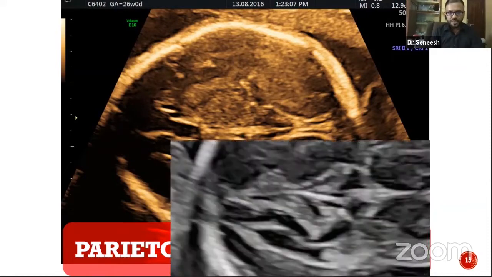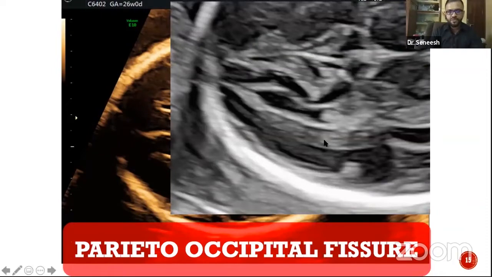So take the transventricular plane, zoom it, go to the anterior aspect, and you see a V, or a narrow V, or a broad V, or sometimes a small indentation. If you are around 19 to 20 weeks, anteriorly, that's your parieto-occipital fissure.